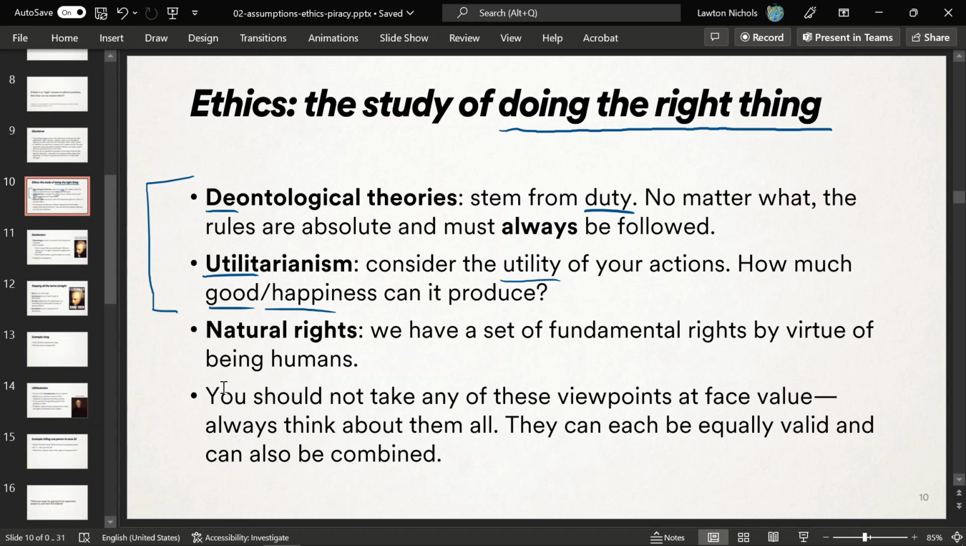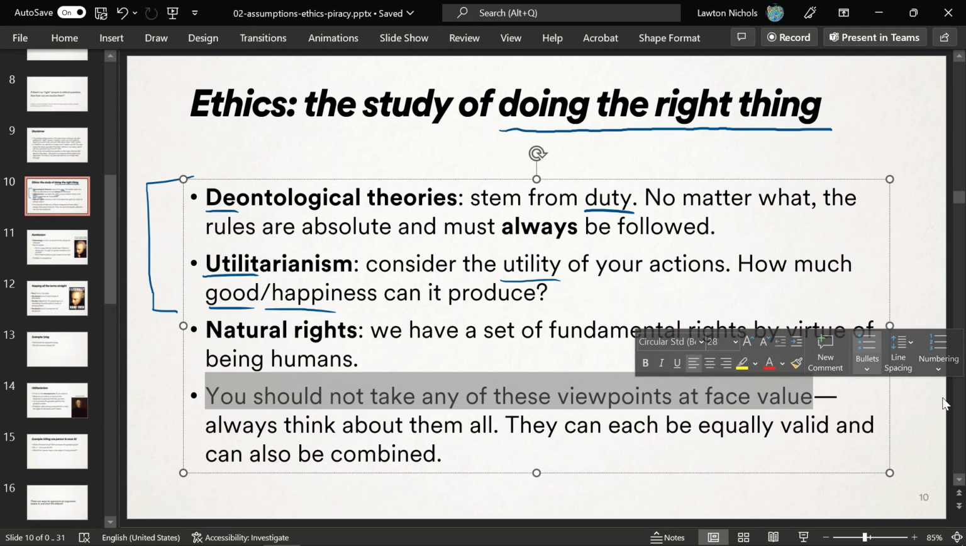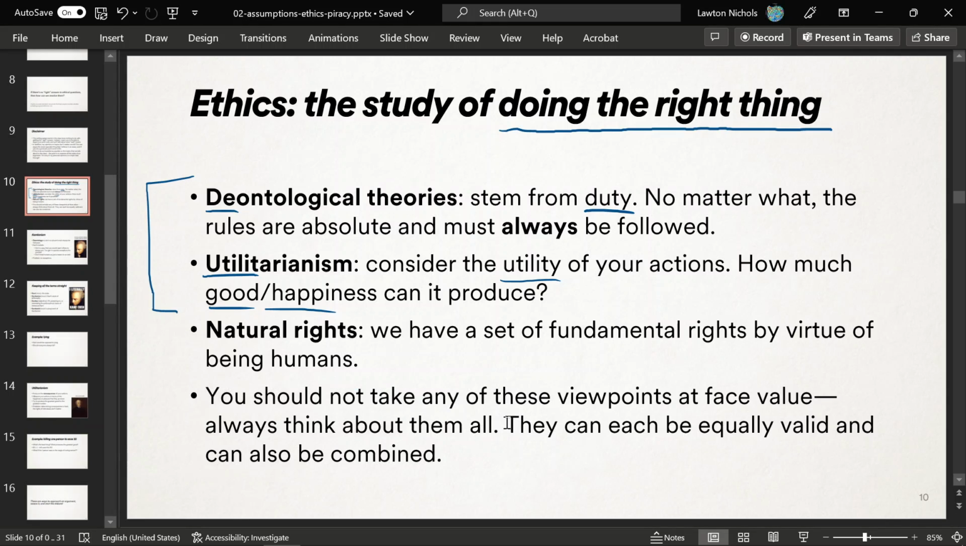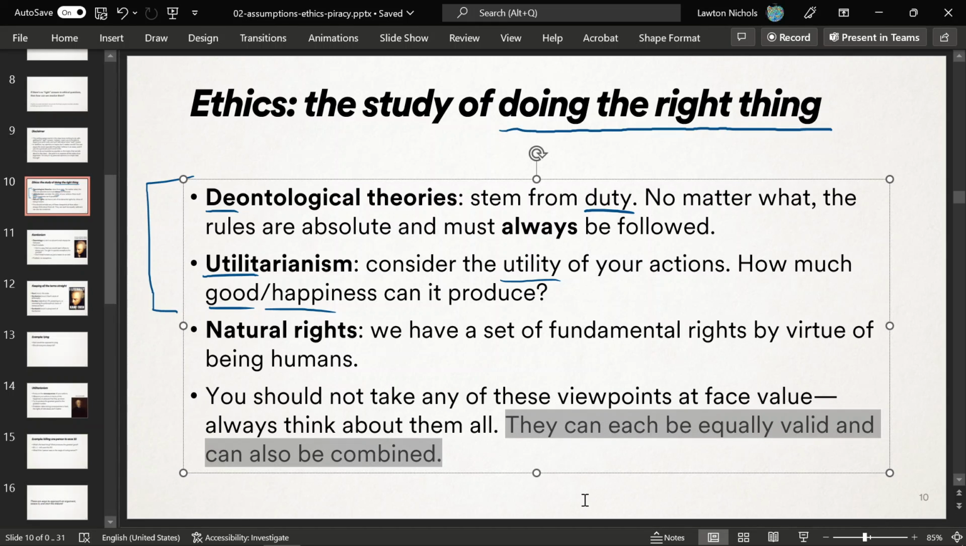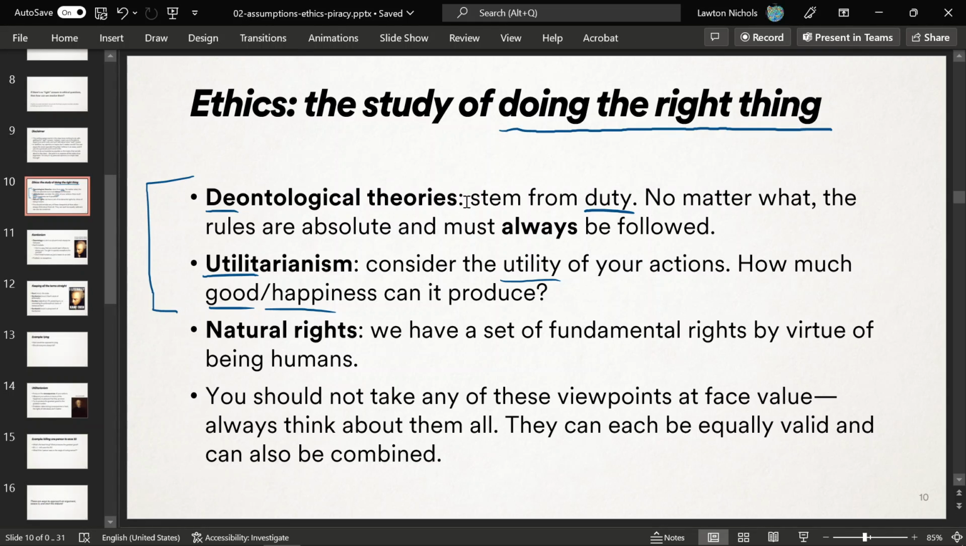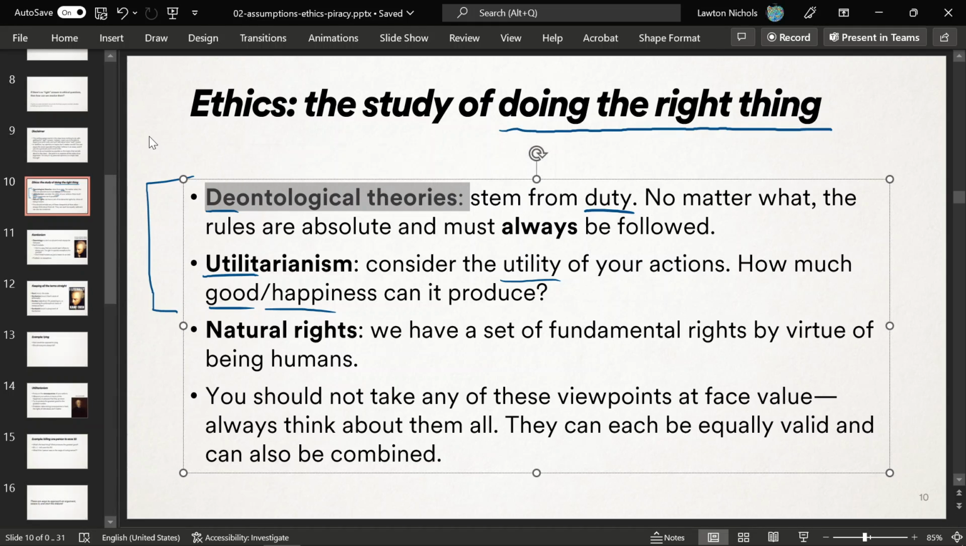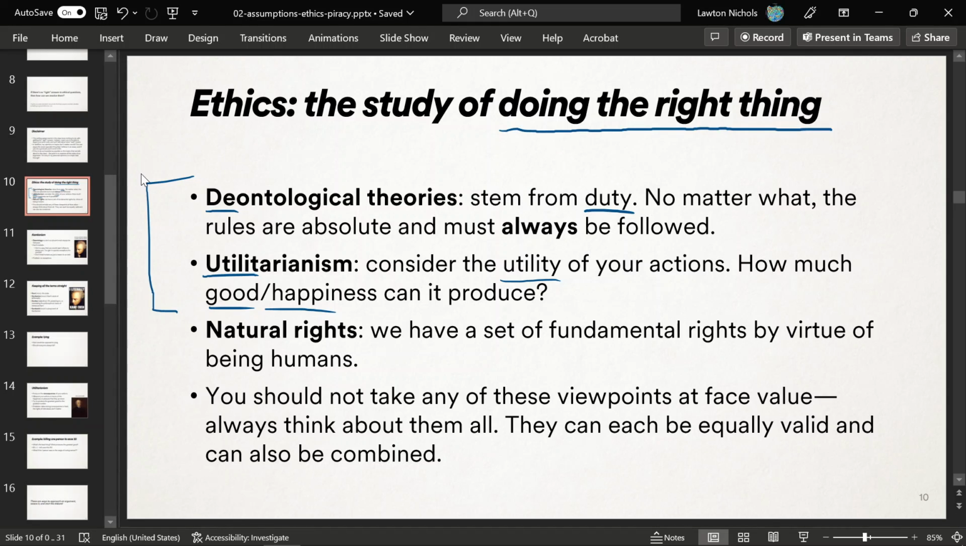Finally, all of these viewpoints are just viewpoints. They're ways of framing the question so that you can think about them yourself critically, okay? You have to think about them. They don't tell you an answer. They just tell you a way of thinking, and I'll try and highlight that. Each viewpoint is just as valid as the next. They can each be equally valid and can also be combined, believe it or not. So you can't just say, this is what deontologists, God, that's a long word, this is what deontologists believe, and therefore I believe it too. No, you have to argue your topic still. This is just a way of framing the topic.